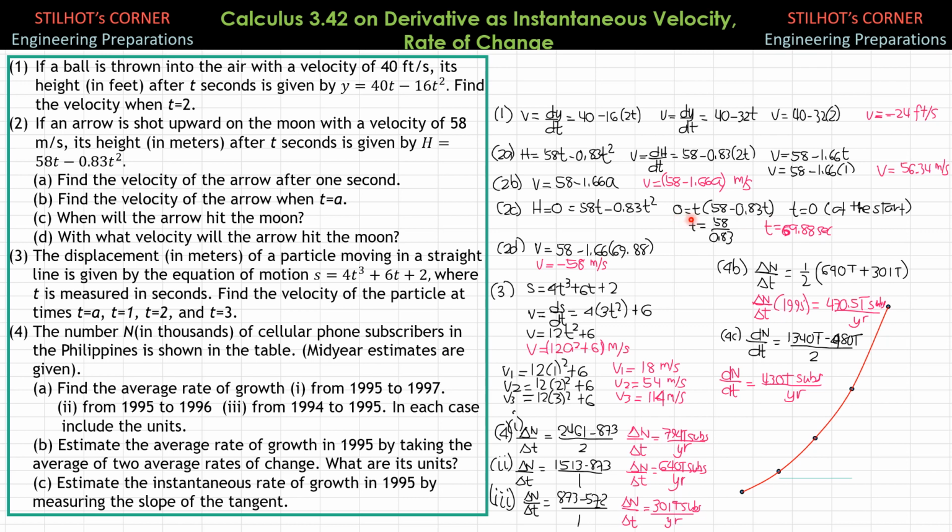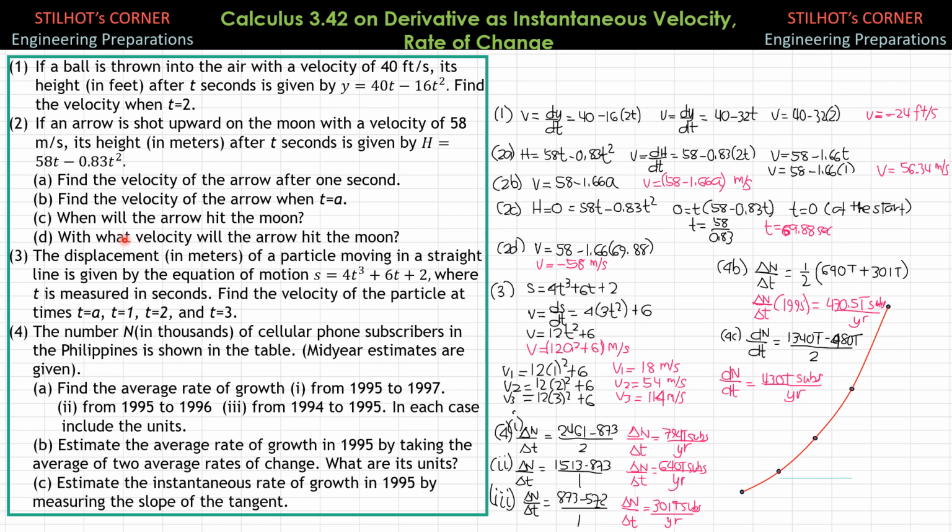So there are two times where h is 0. One is at the start, of course, because the arrow is at the moon surface at the start. So that's why t is 0, but that's not the time we wish or we expect. Time is the other one. Equate 58 minus 0.83t to 0, so t is 58 over 0.83, and that's 69.88 seconds.